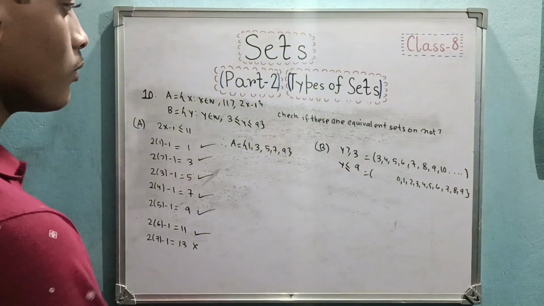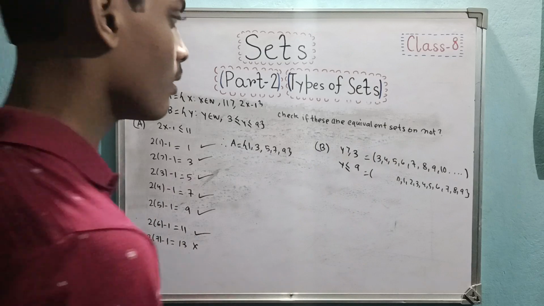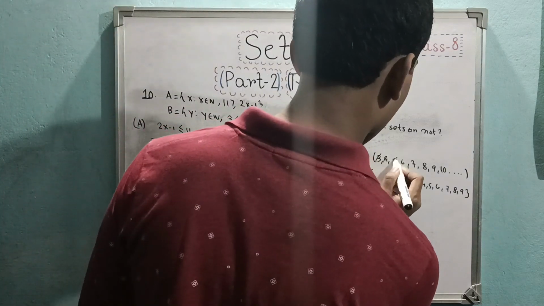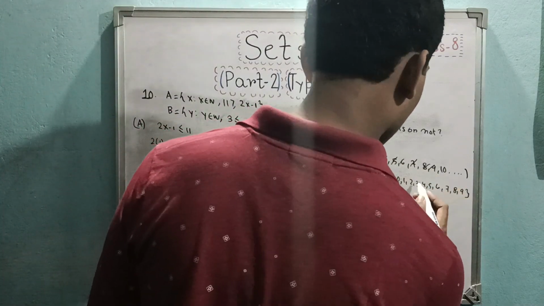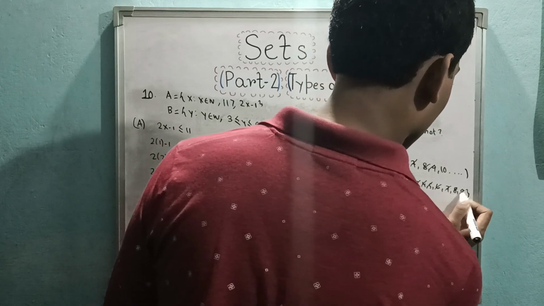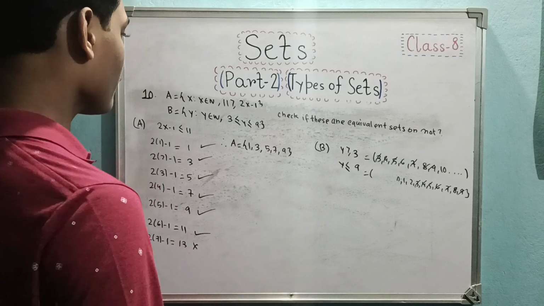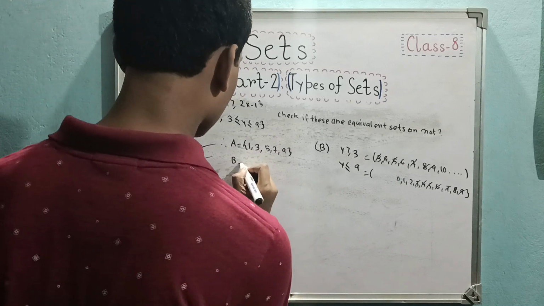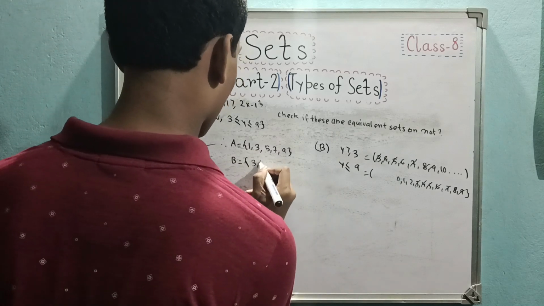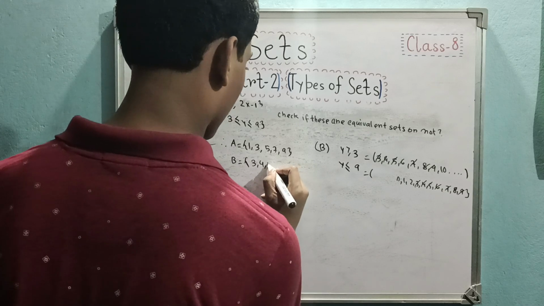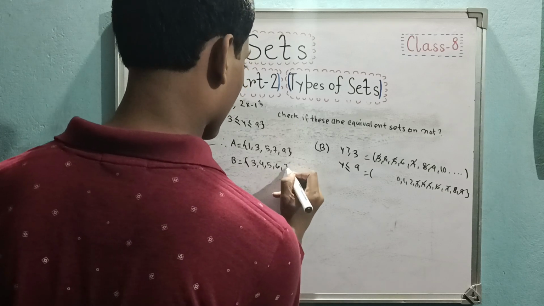So you have to find the common elements now among these. What are they? 3, 4, 5, 6, 7, 8, 9. Yes, of course, these are the common elements. So then what is the set B? B equals 3, 4, 5, 6, 7, 8, 9.